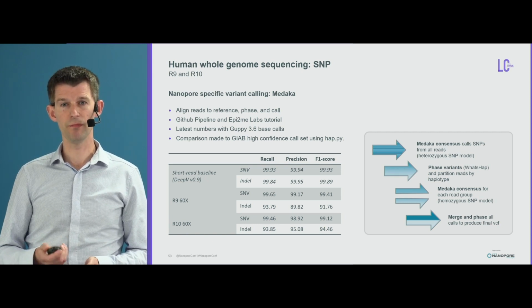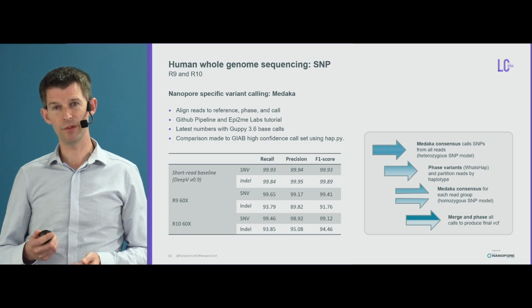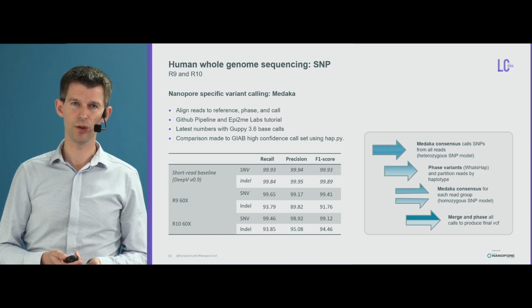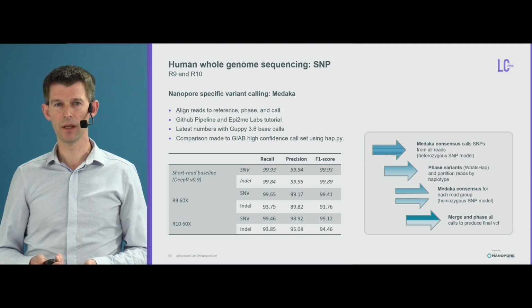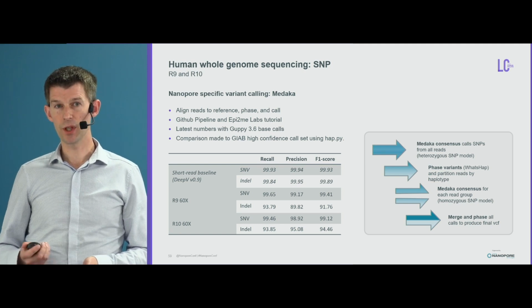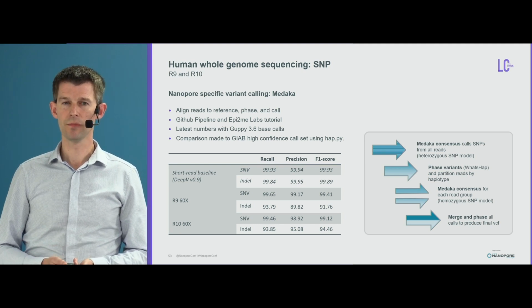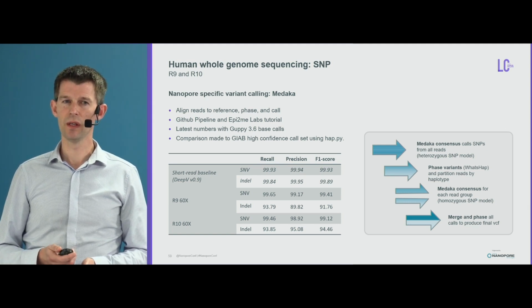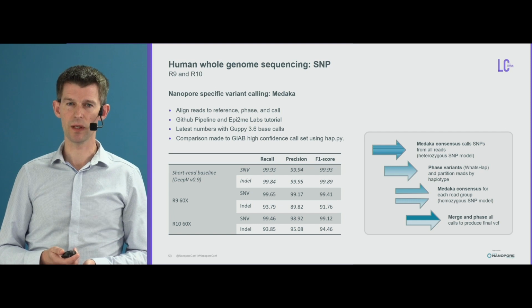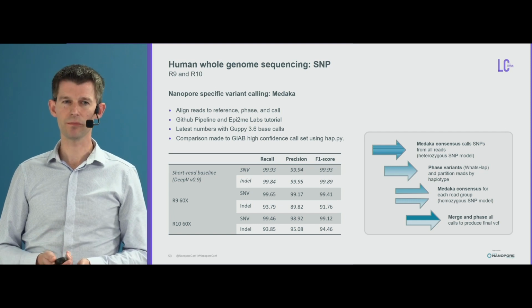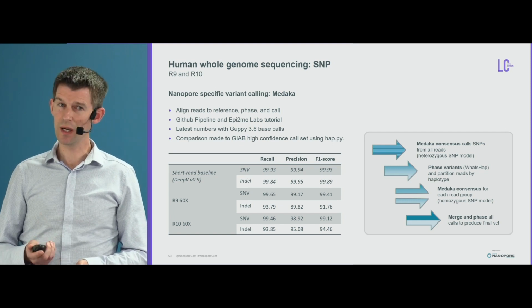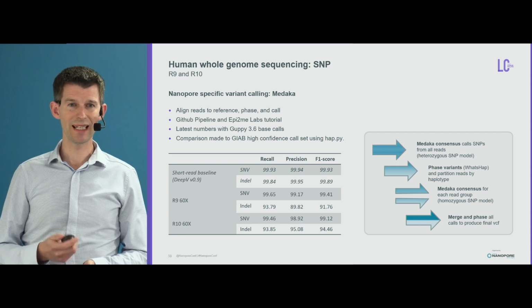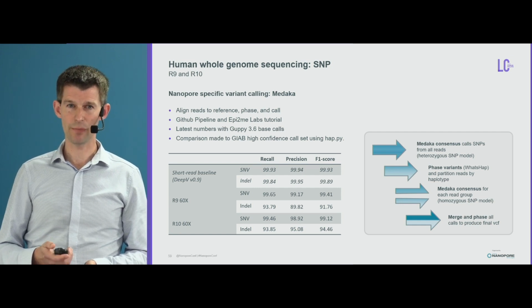One of the changes we've made here is we've now got specific models for heterozygous SNP calling and homozygous SNP calling. That improvement, coupled with the latest base callers, means we're very competitive in terms of single nucleotide variants with the short read benchmarks. So we're up above 99% accuracy there. We're a little bit behind on indels, but you can see the R10 chemistry really closes up that gap.